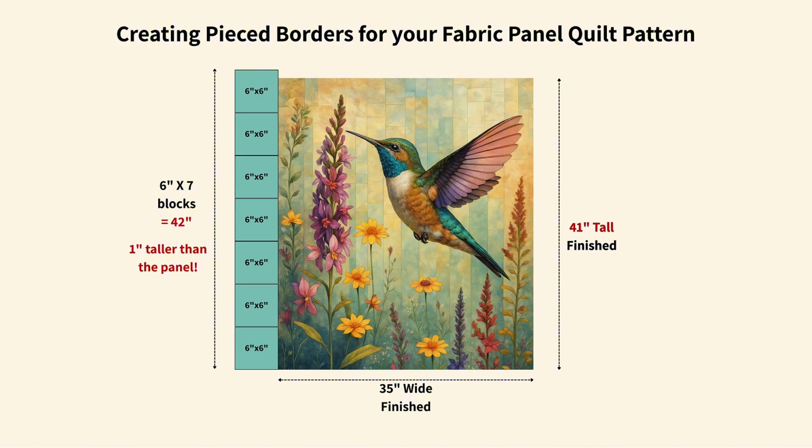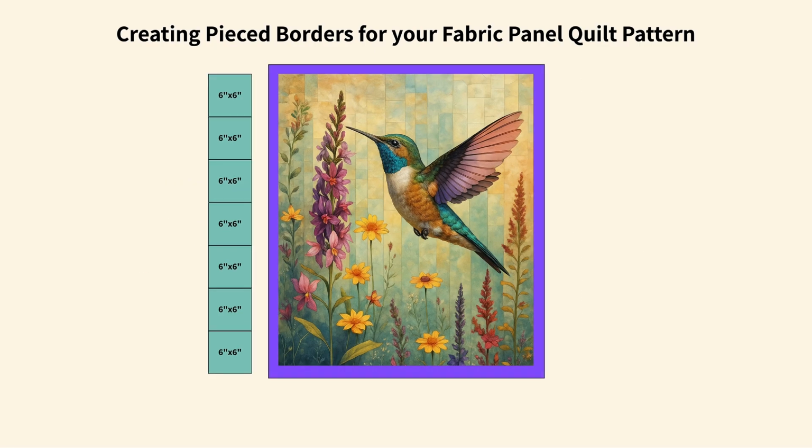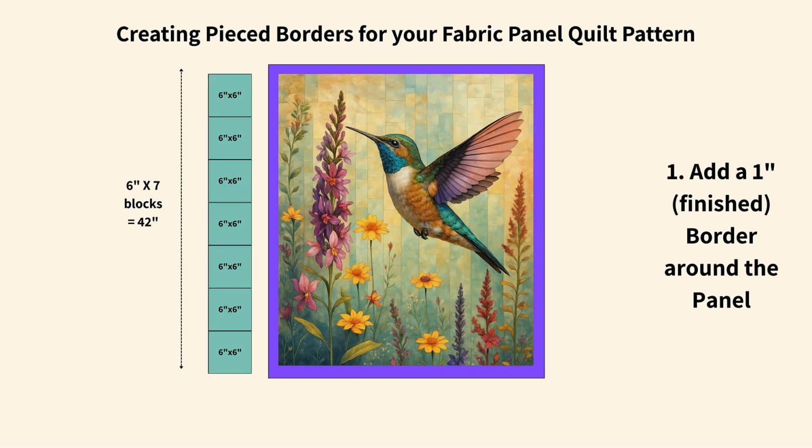One very common trick in panel quilts is to add a thin inner border, sometimes called a coping border, around the panel. It helps frame the panel, and it's a great place to use a fabric that either blends and makes the panel feel bigger or contrasts and makes the panel really pop. So let's add a 1-inch finished inner border around the panel. That adds 1 inch to the top and 1 inch to the bottom. So our panel height becomes 41 inches plus 2 inches is 43 inches tall, finished.